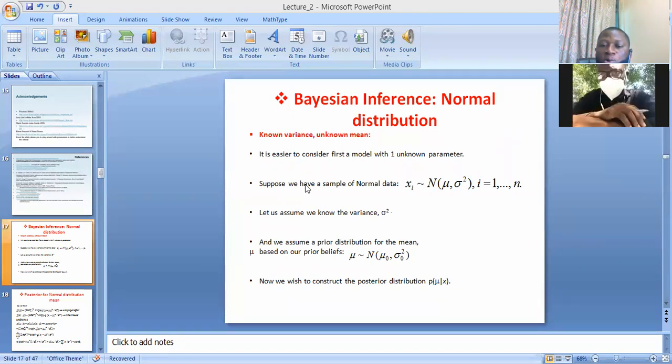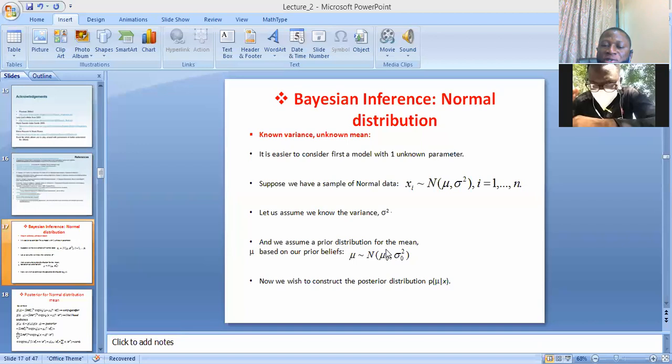So let us suppose that we have sample data which has a normal distribution. So if the sample data points xi is normally distributed with mean mu and variance sigma square, and we are saying that i takes values from 1 up to n, indicating number of observations. So we assume that the variance is known, and we assume a prior distribution for the mean. So we say that the data distribution is normally distributed with mean mu and variance sigma square.